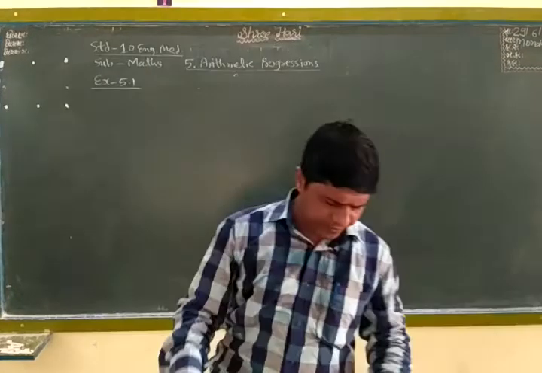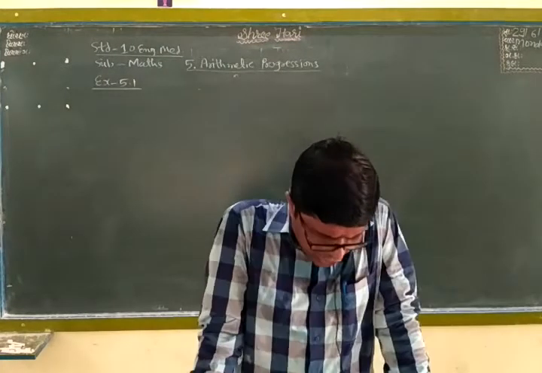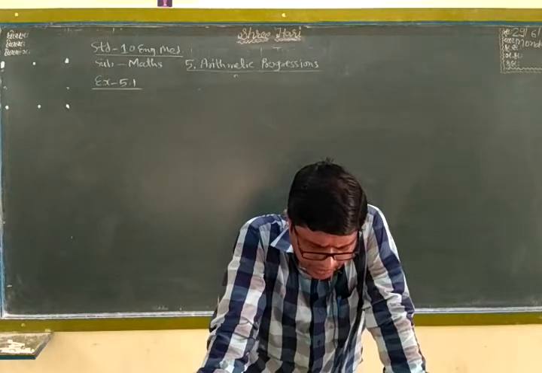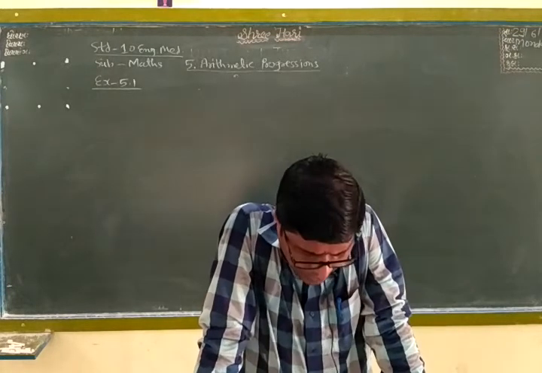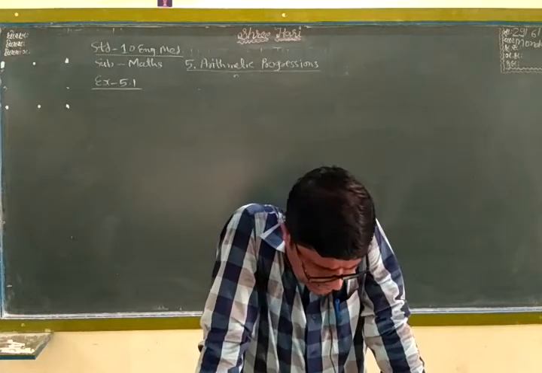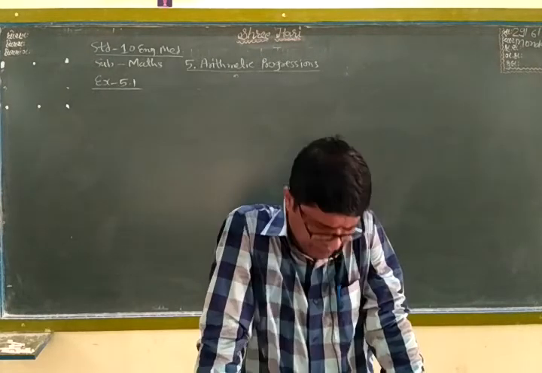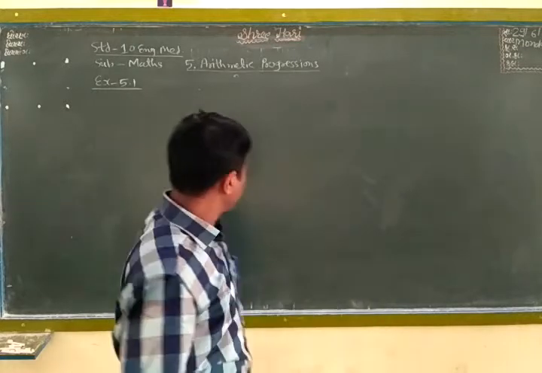Now we start. First I read the question. Write the first 4 terms of the arithmetic progression (AP) when the first term A and the common difference D are given as follows. Here is question number 2.